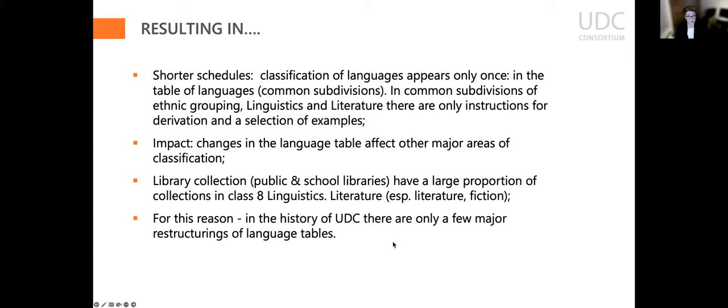A large proportion of collections, especially in public and school libraries, are actually literature and fiction, that kind of thing, 60-70% in some public libraries. So you have this problem. Every time you touch this above, you affect the use of that classification. I think both Joe and Mark mentioned the issues with this. And for that reason, every revision of languages is very, very carefully considered, and there are only a few major restructurings of this horrible first table that you just saw.